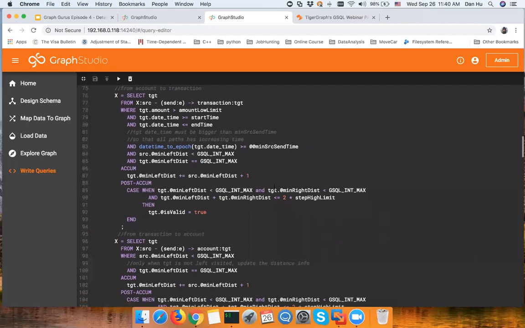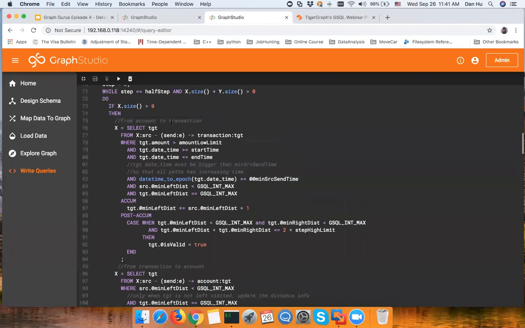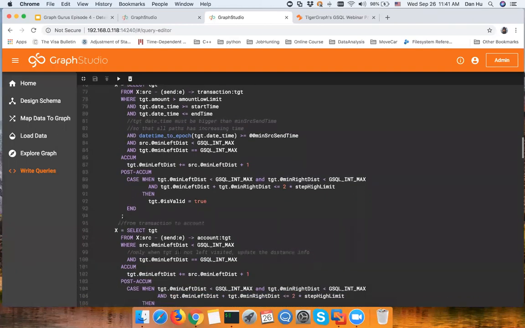And in the post accum, we continue to apply our distance requirement: if both distances added together are smaller than the 2-step limit, then this is a valid vertex. It's basically equal to saying that if it's both forward reachable and backward reachable, then this vertex is a valid vertex. We mark it here because during your traversal, you might have found some vertices that are already reached from both sides. So we just mark it.